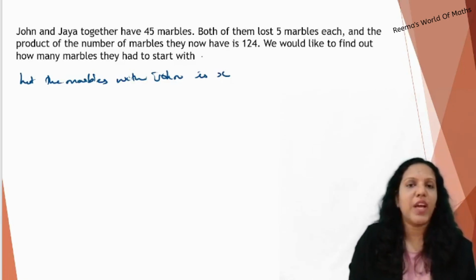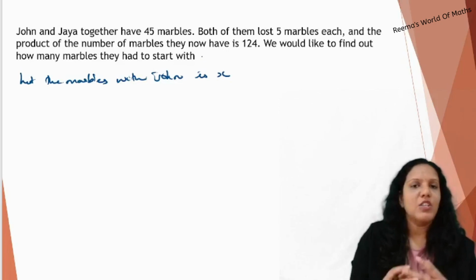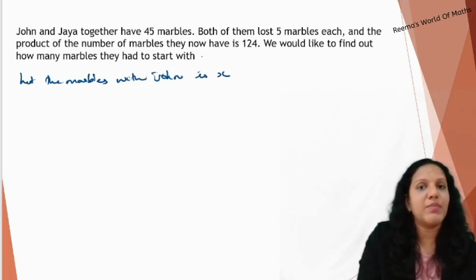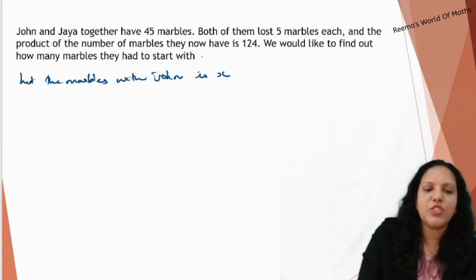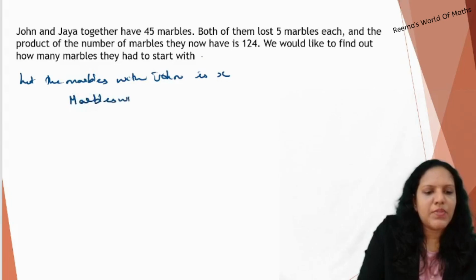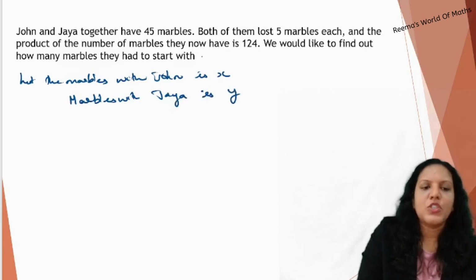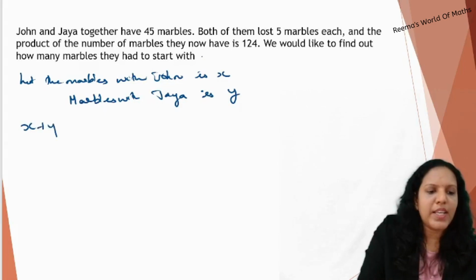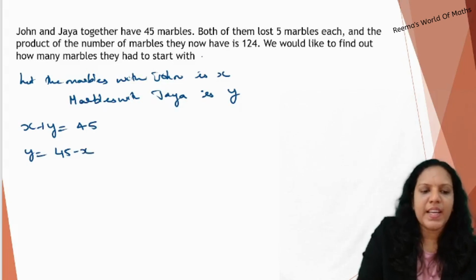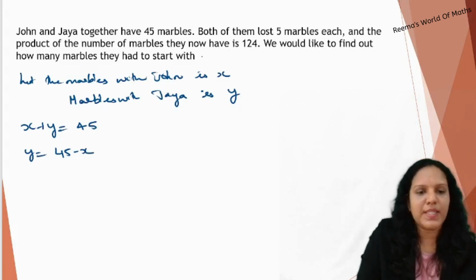As per the steps to frame a quadratic equation, firstly we need to see what we have to find. We have to find how many marbles they had. Then we replace variables for what we are going to find. So let the marbles with John be x and the marbles with Jaya be y. Both of them together have x plus y equals 45, so y can be equal to 45 minus x. So the marbles with John is x and the marbles with Jaya is 45 minus x.